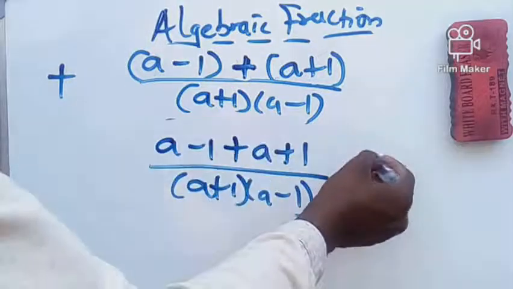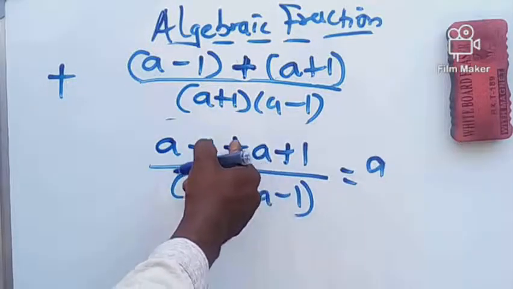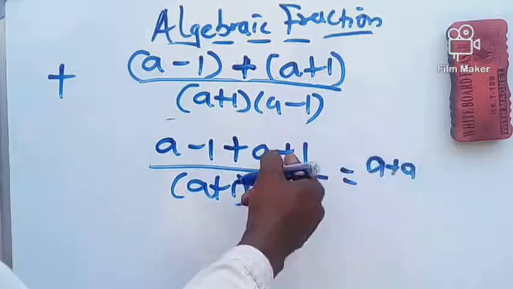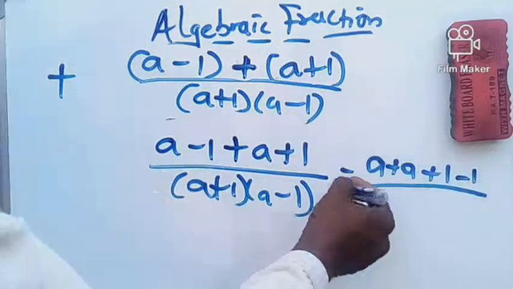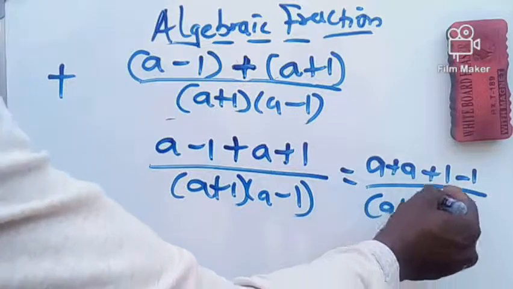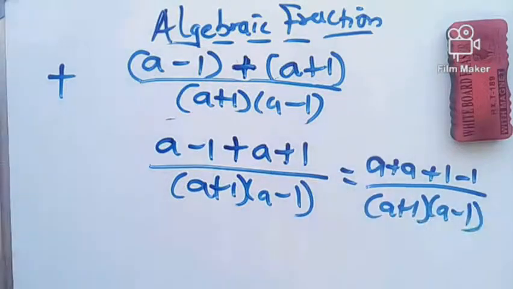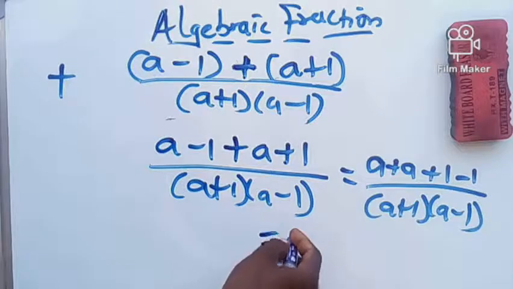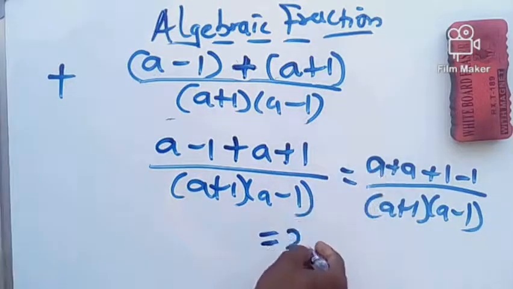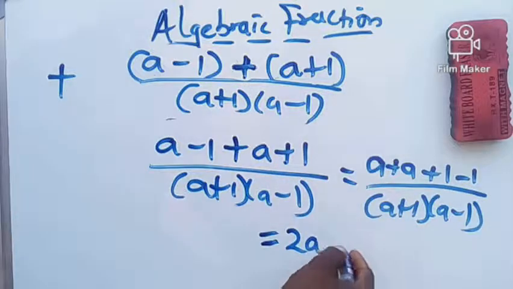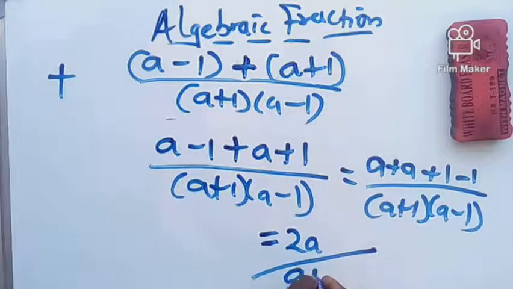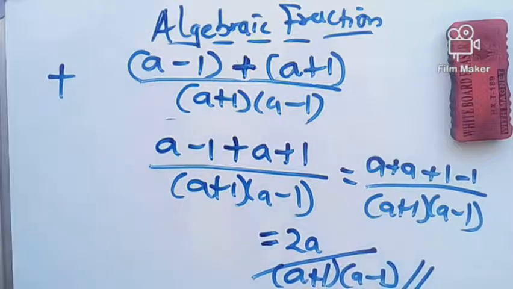We can see that a is here, and there's another one here, plus a. We bring them together. What we have here is plus 1 and minus 1, we eliminate it. And everything divided by a plus 1 and a minus 1. So let's go ahead and add that up. We have a plus a will give you what? 2a. 1 minus 1 is already 0. So we have 2a divided by a plus 1 and a minus 1. And that is the answer.